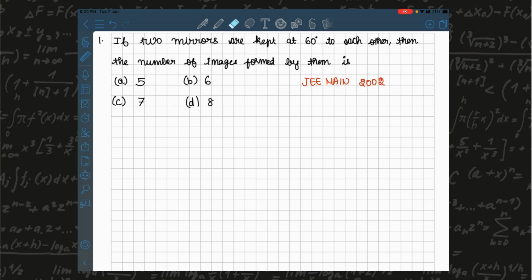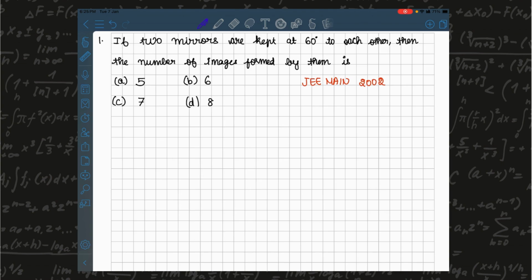Now, let's start with this question which says, if two mirrors are kept at 60 degrees to each other, then the number of images formed by them is. So they are telling that there are two mirrors kept at 60 degrees to each other. Now they are asking us to find the number of images formed by those two mirrors if they are kept at 60 degrees.